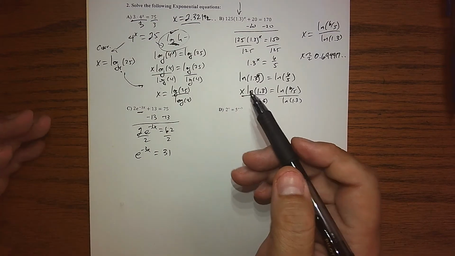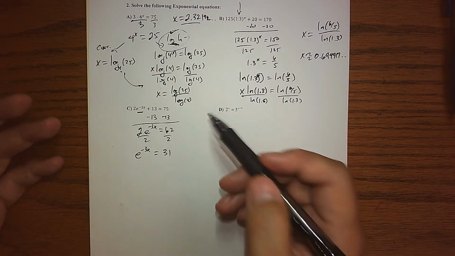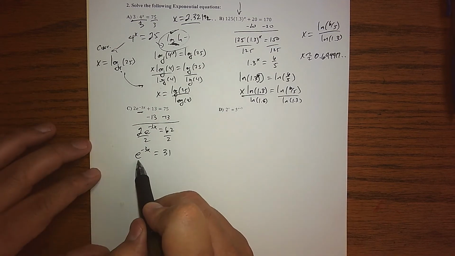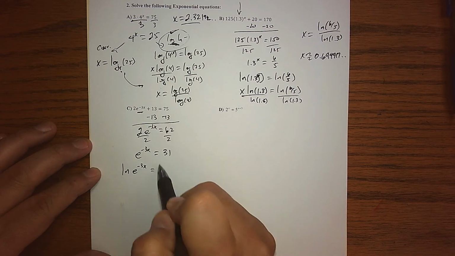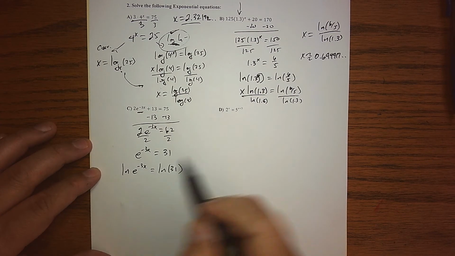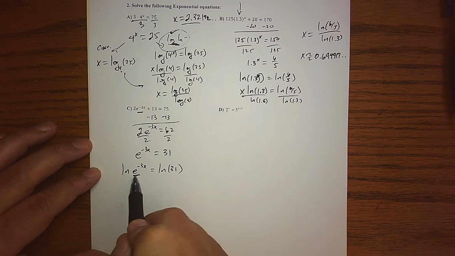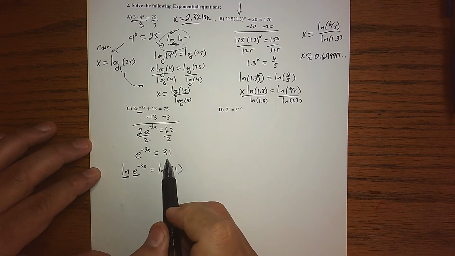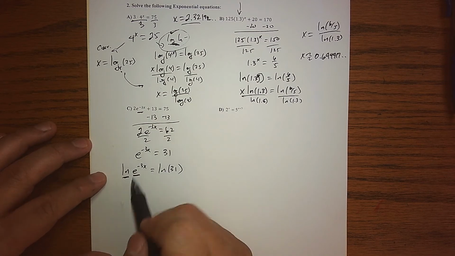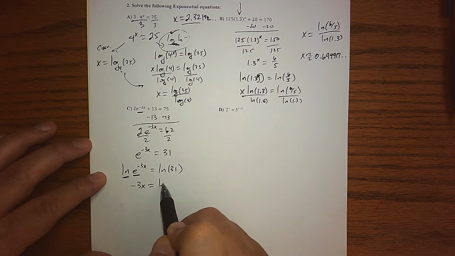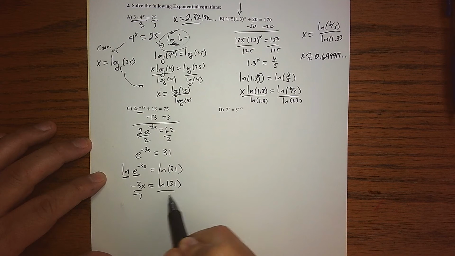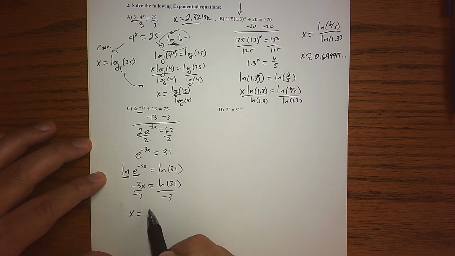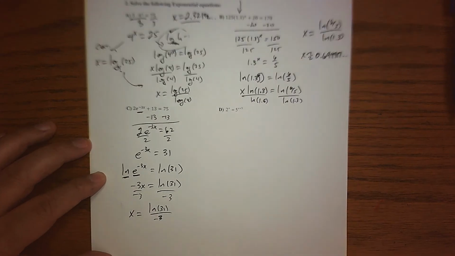So again, you can think of this as a straight out conversion or applying a natural log. If I apply the natural log to both sides, over here we have a base e being composed with its base e logarithm. So we're left with negative 3x equals the natural log of 31. Divide by negative 3, and there's our solution. So x is the natural log of 31 divided by negative 3.